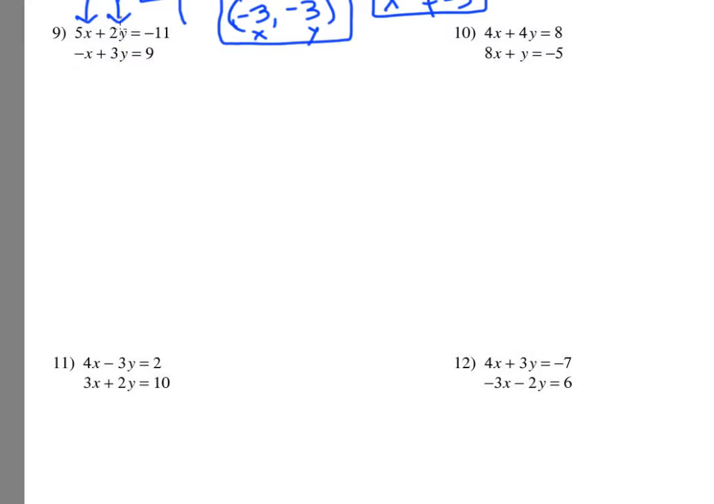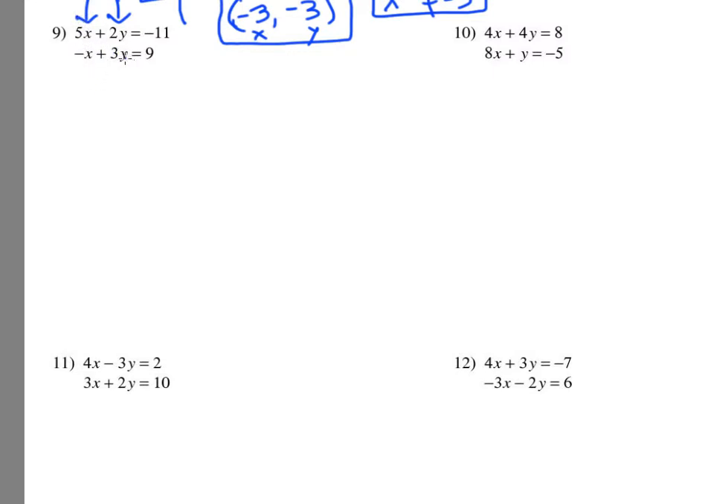If you go with the y's, which is also fine, you'd have to think about what number 2 and 3 both go into. 2 and 3 both go into 6, right? So you'd have to multiply this guy by like a 3, this guy by like a negative 2, because then you get 6y and negative 6y. That's a little bit more work. So we'll stick with the x's because they already have the positive negative thing going.